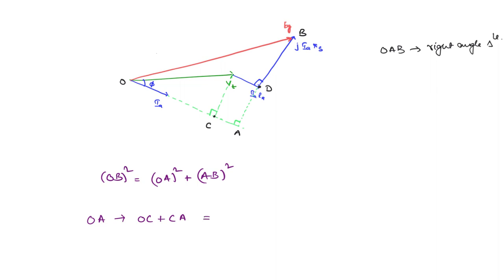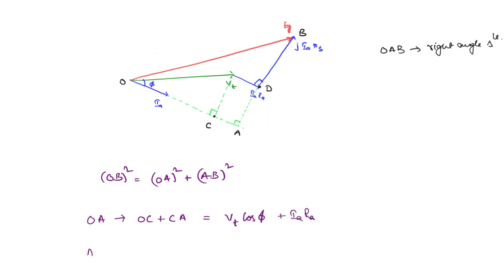Now what is OC? So you can see in this right angle triangle, this angle is phi, this hypotenuse is VT. Now what is the value of OC? This will be the horizontal component of VT. So that means VT cos phi. So you're going to write OC is VT cos phi. Then what about CA? CA is nothing but this. This is a rectangle, right? So the opposite sides are equal. So this will also be IaRa. So you're going to get IaRa.